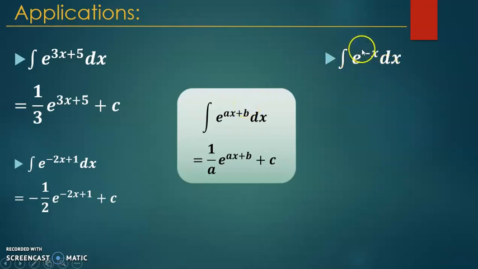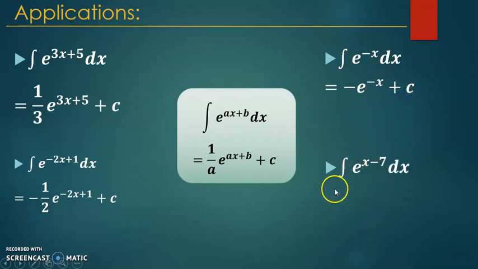Yes, since a is minus 1, which is the coefficient of x, and b is just 0. So whenever the power of the exponential function is of first degree, then you can apply this rule. So here a is minus 1, so you will get 1 over minus 1, which is minus 1, and the exponential function e power minus x, and of course plus c.